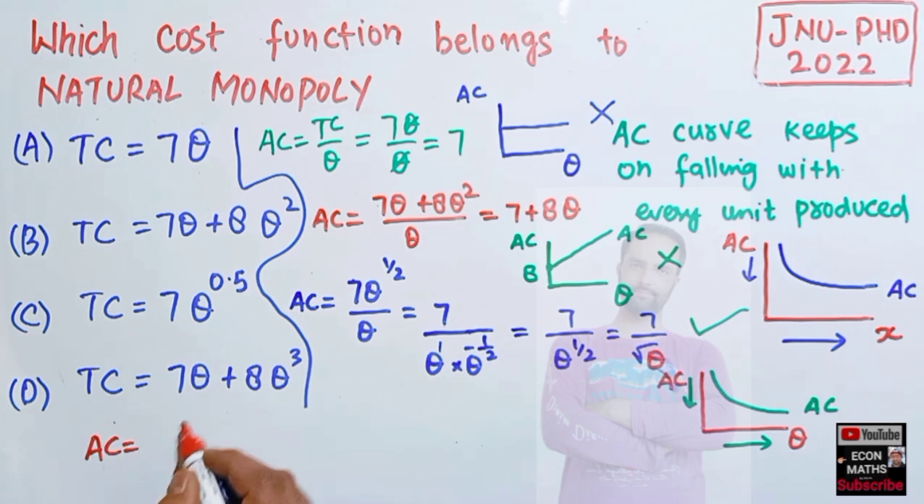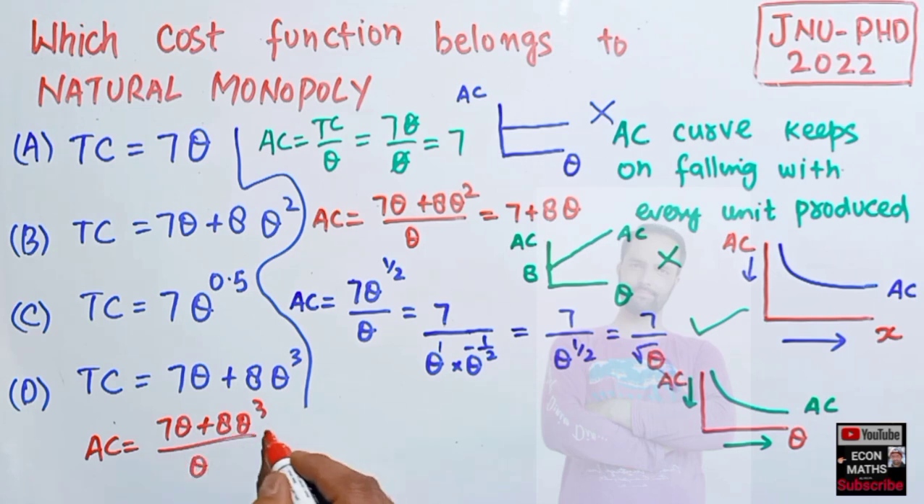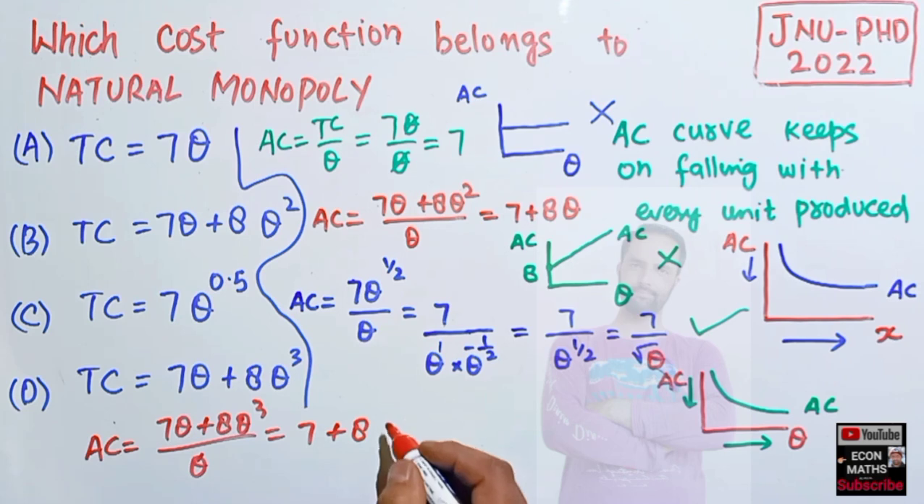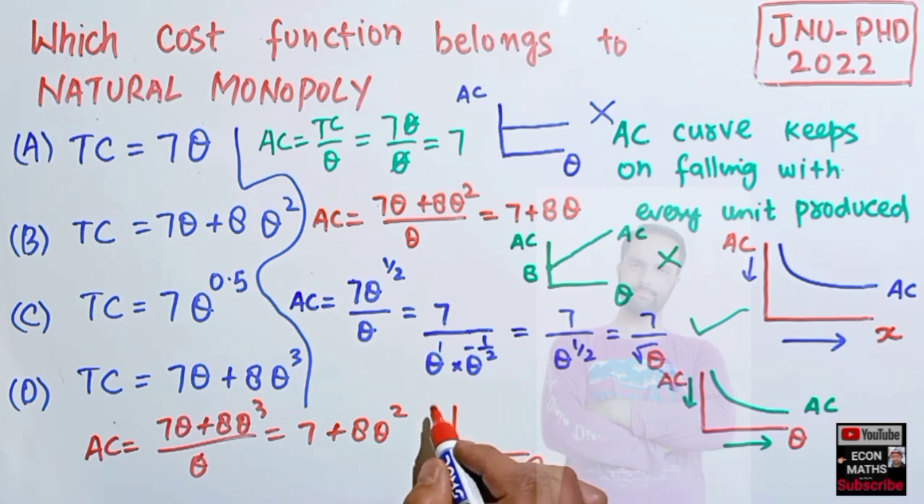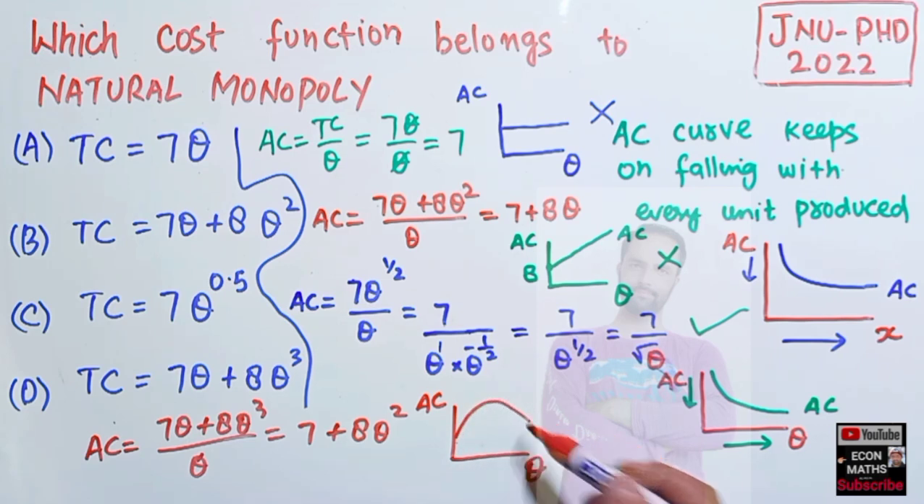And similarly we can see here, this cannot be the total cost function of a natural monopoly. Here average cost will be equal to 7q plus 8q cube divided by q. So this is 7 plus 8q square. So its graph will also look like this, we have quantity on this side, average cost on this side. It will look like this, I guess. So this also cannot be the total cost function.